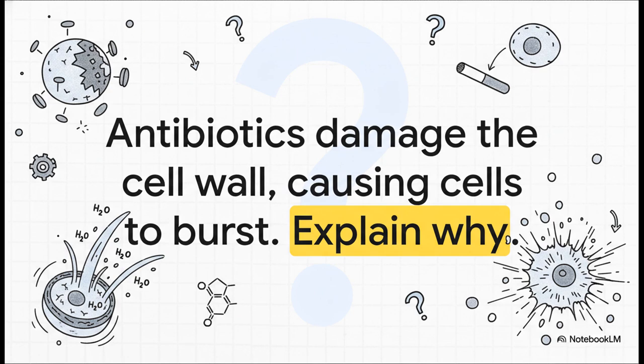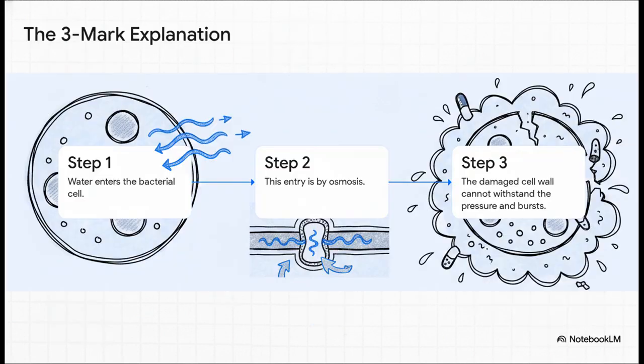Your job is to explain the steps in between. Why does a damaged wall lead to a burst cell? You've got to connect the dots. And here's how you nail all 3 marks.